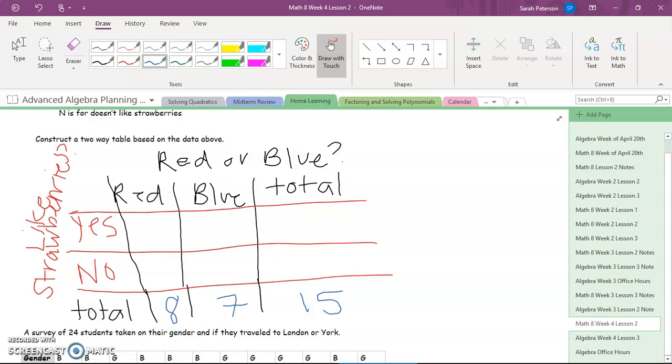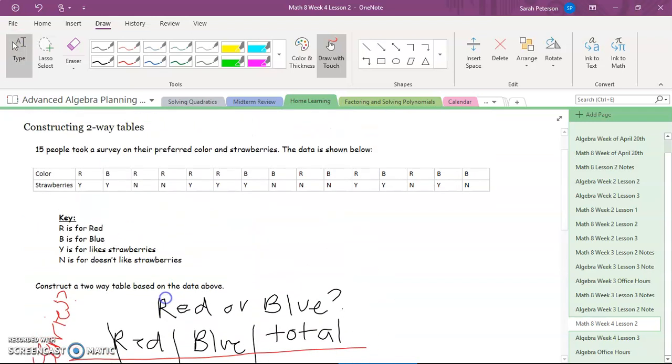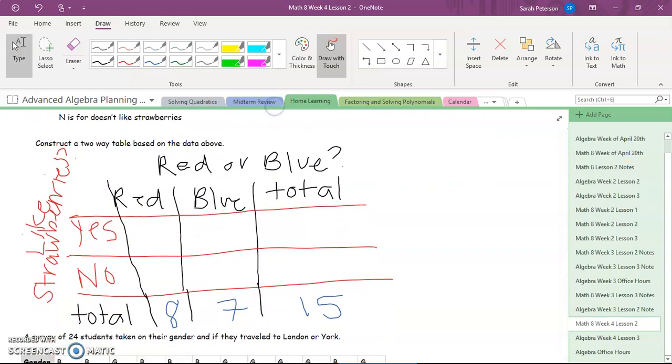I'm going to count how many total yeses there are. So I'm just going to look at this bottom row and count up all the Y's. 1, 2, 3, 4, 5, 6, 7, 8. So 8 Y's, which must mean there's 7 no's.